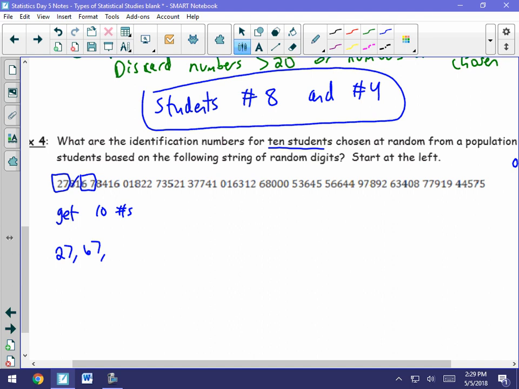Next one's 84. Too large. The next one is 16. That's good. So I'll take 16. The next one is 01. Also good. That's in our range. The next one is 82. Right, that's too big, so we'll cross that out. The next one is 27, which is in range, but that's actually a repeat. We already got 27. Repeat. So I don't want to get 27 again.